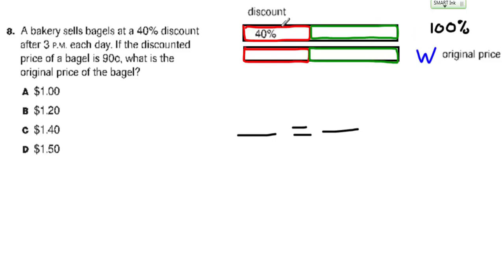And we've been using the top bar to represent the percents, and they tell us it's a 40% discount. That's how much the customer is saving, which means that the customer is paying for 60%, and that would be considered the sale price.